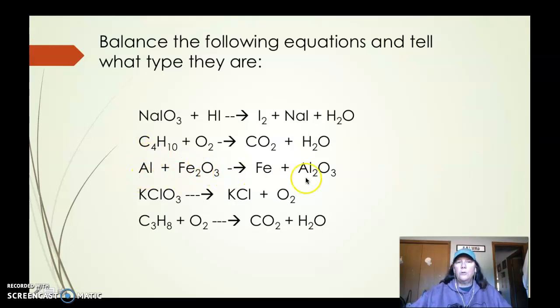Okay, here, 2, 2. So it's single or double. Oh, got an element by itself, element by itself. So aluminum replaces iron. This is a single replacement reaction. Here, I start with one substance and I break it down into 2, so I know it's decomposition.